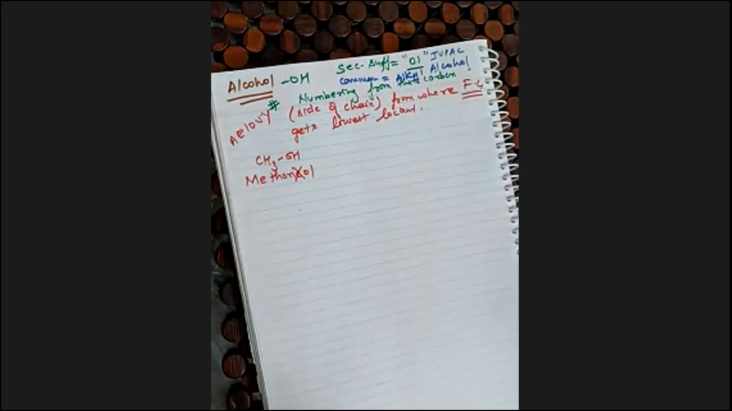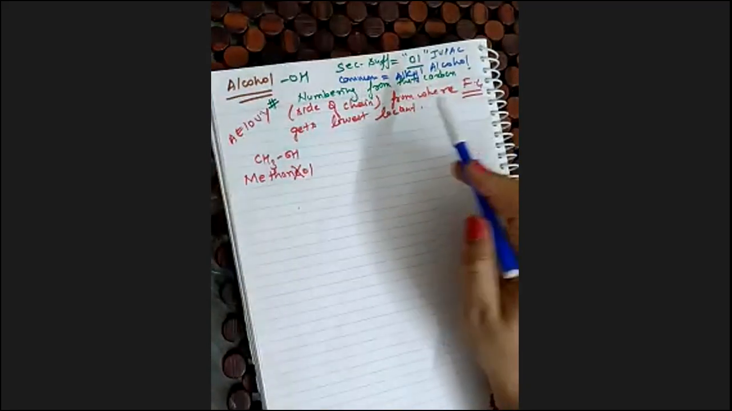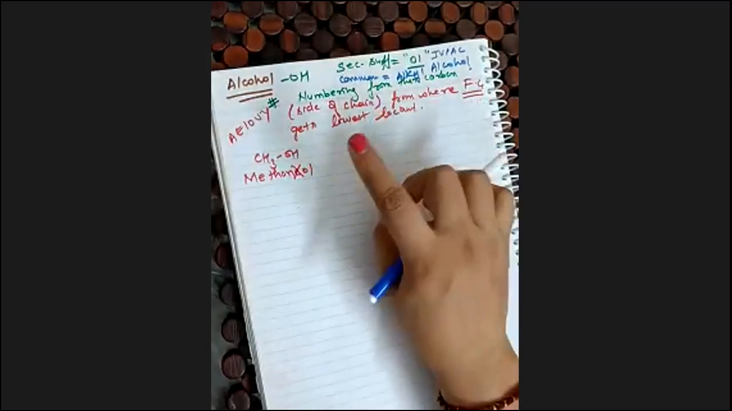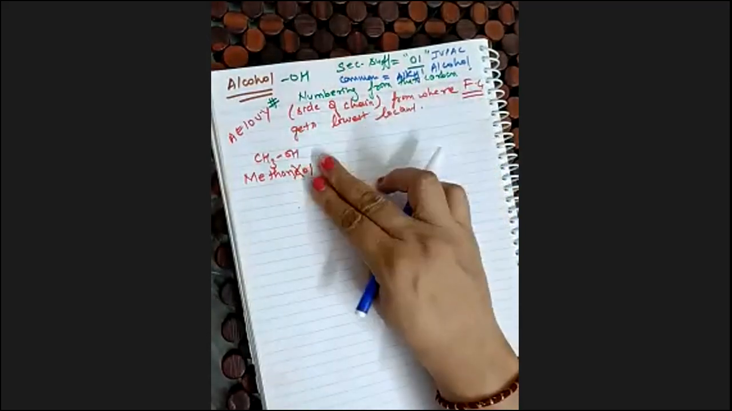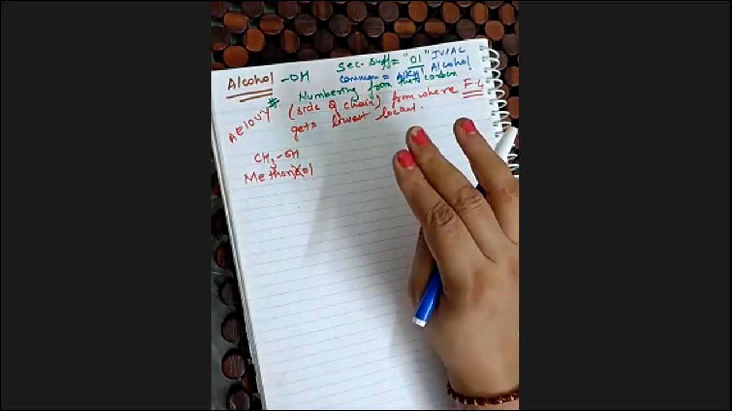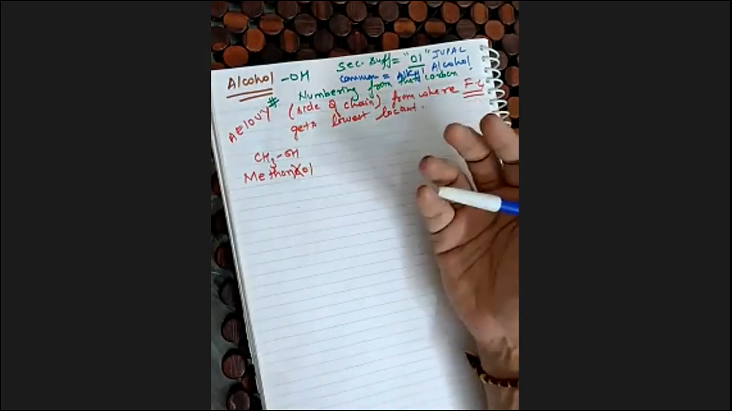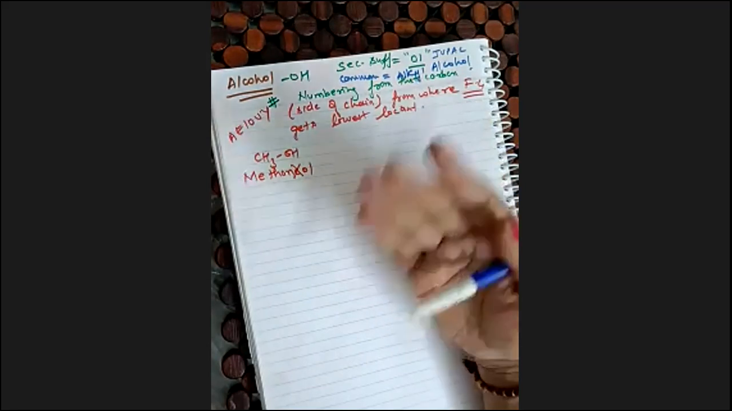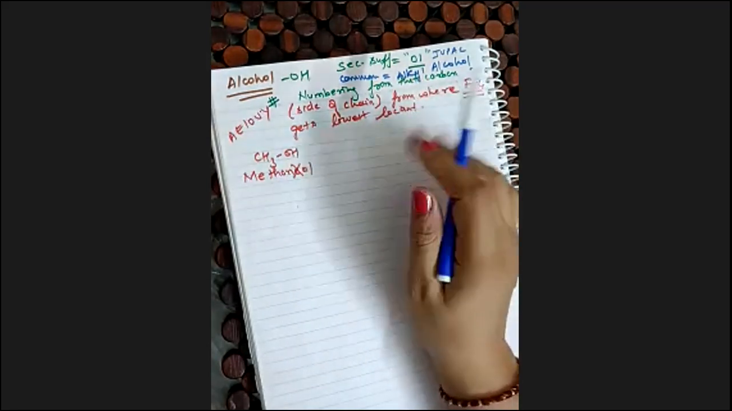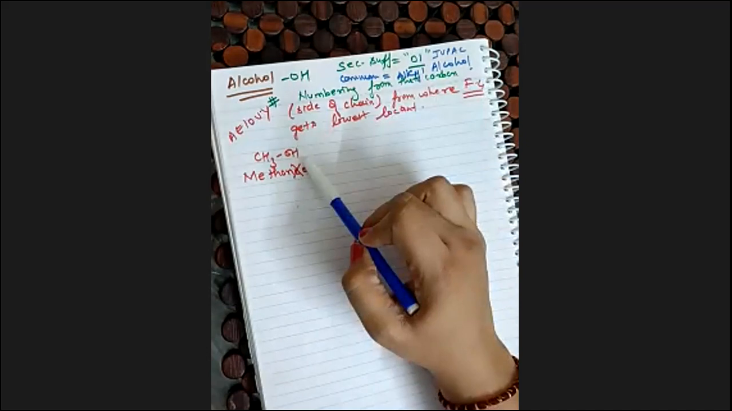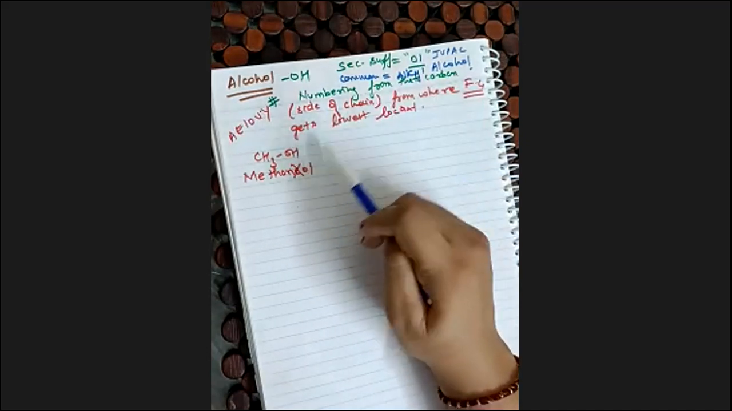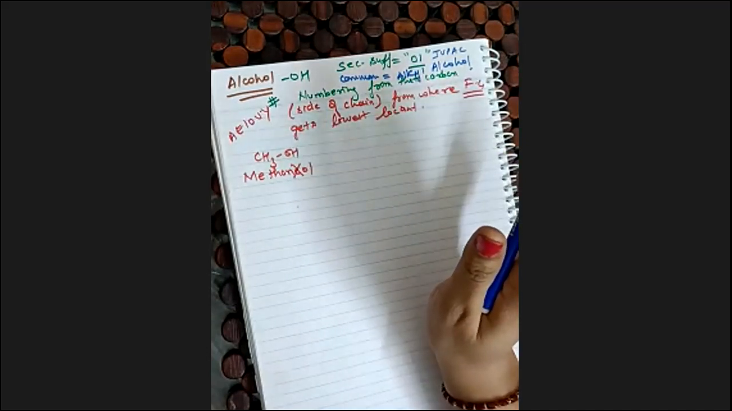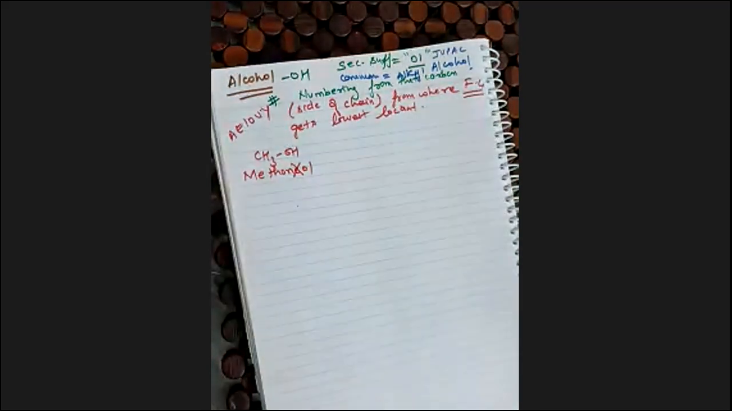Remember this: when I teach you nomenclature, I will teach you two names. One is the IUPAC name, the second is the common name. To create confusion or twist the question, the examiner may give you the common name instead of the IUPAC name. You must know the common name of that specific compound. If this is methanol, the common name will be quite different.